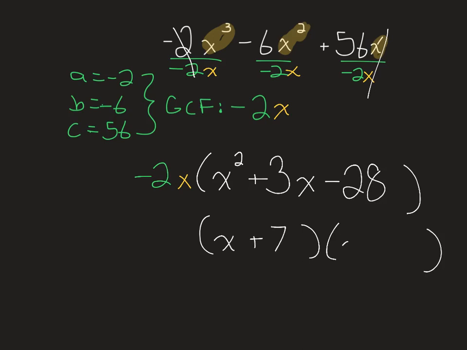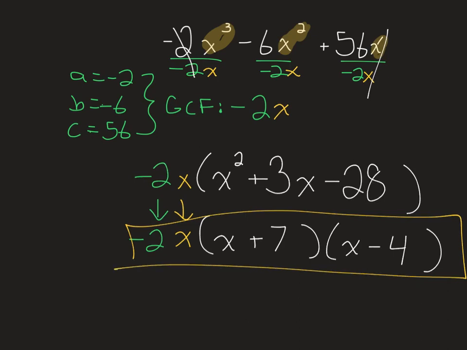Okay, so hopefully you were able to see that this should factor out to x plus 7 and x minus 4, because 7 times negative 4 is negative 28, and 7 plus negative 4 is positive 3. Again, this GCF needs to come down and get tagged along out front so that this should be your final factored answer.